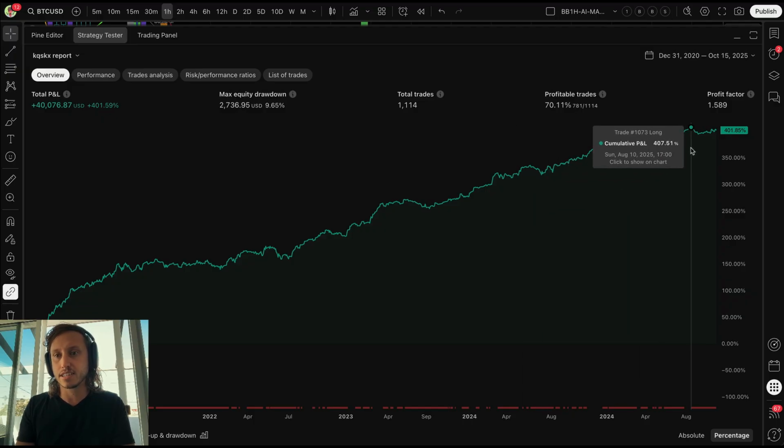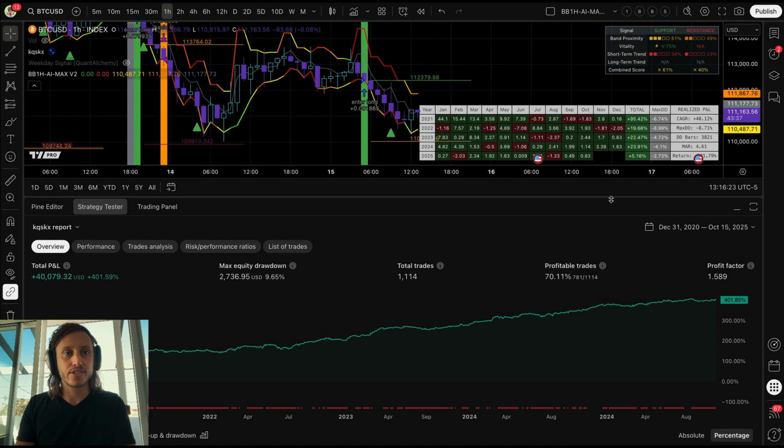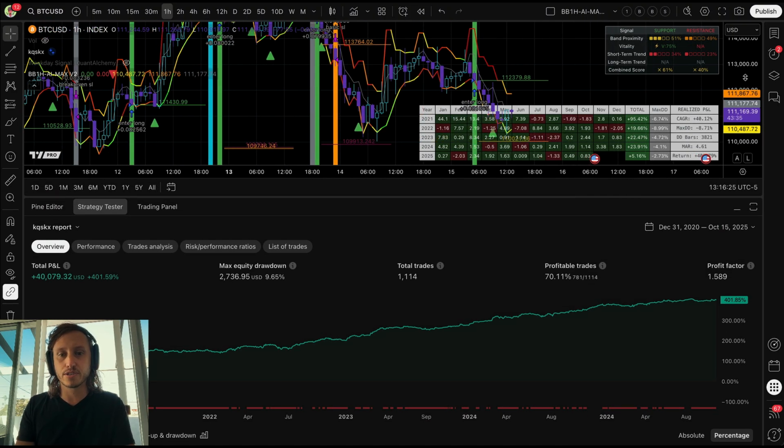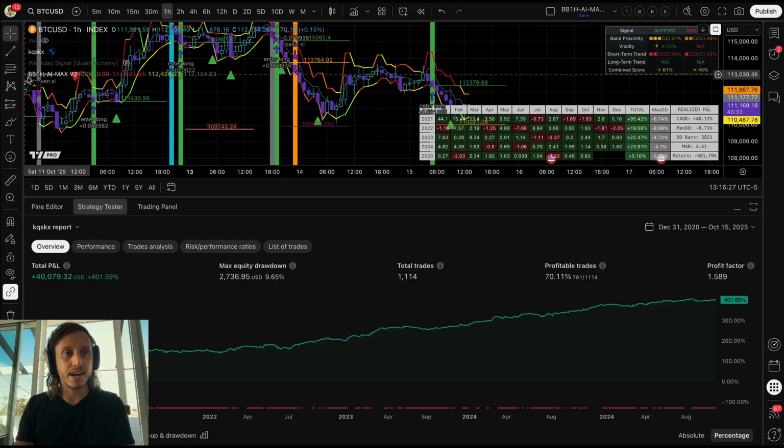It did have a 407 to 396, so a 10% move to the downside, and since then the strategy has been slowly grinding its way up and to the right. This strategy is in the Discord as well for those members who have the AI Max.